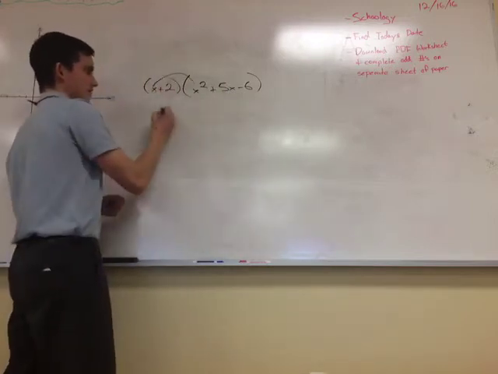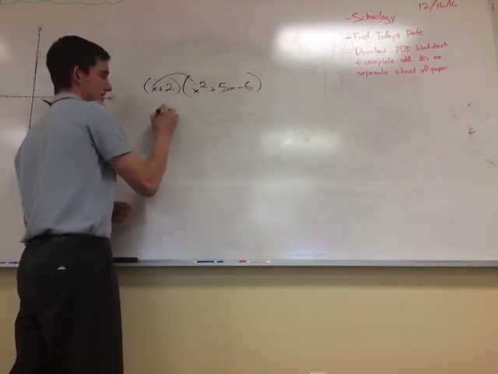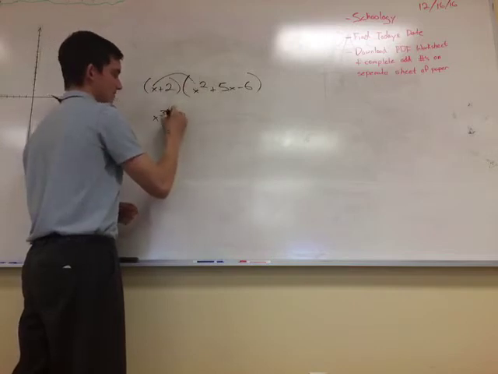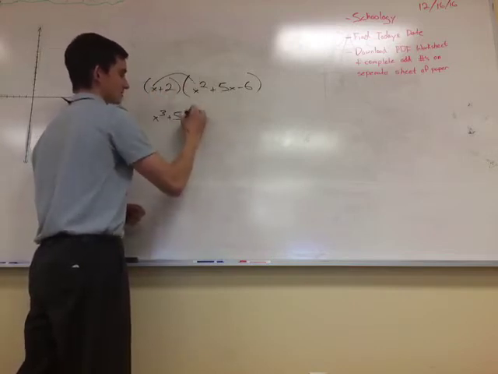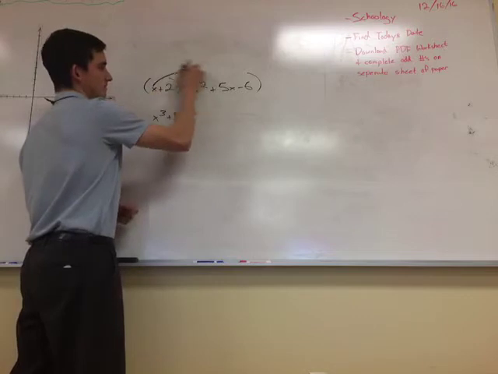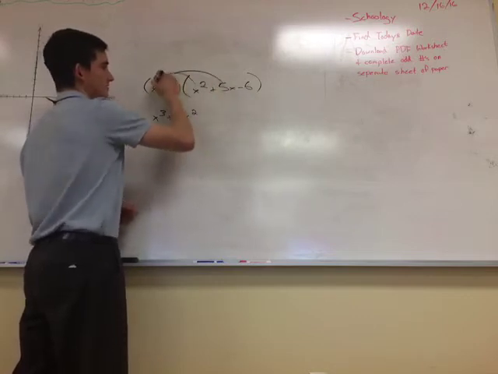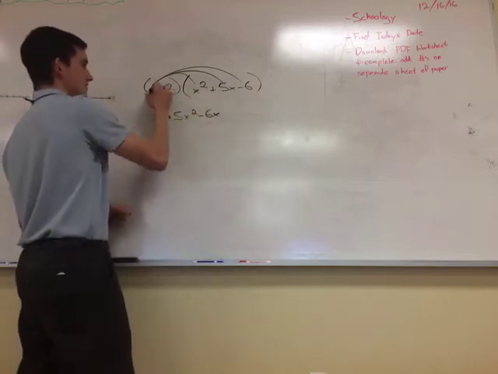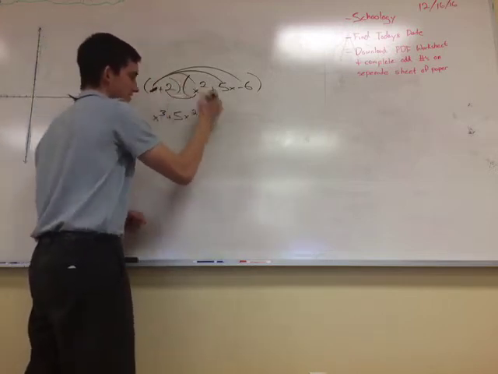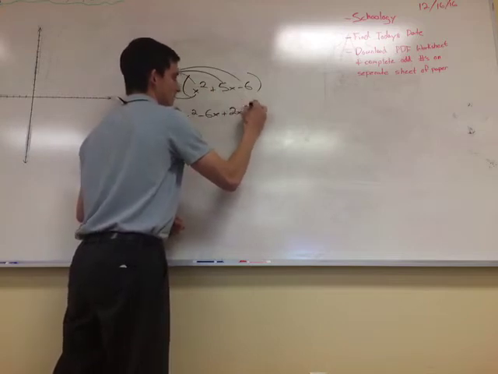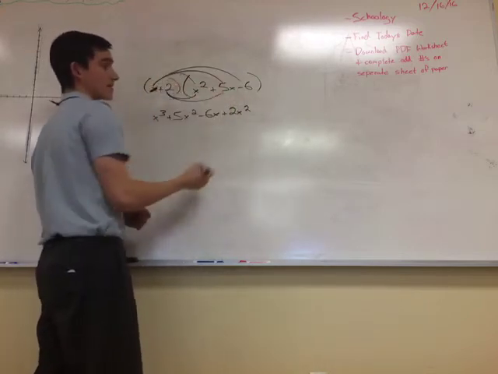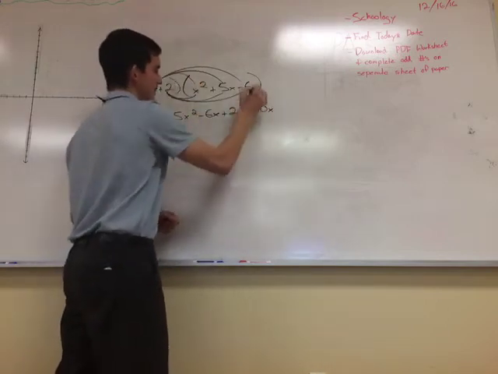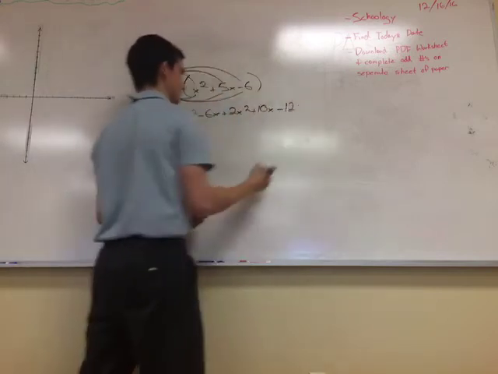Okay, so x times x squared is x cubed. x times 5x, so I have 1 times 5, which is 5x times x is 5x squared. And then x times negative 6 is negative 6x. All right, so I'm done using this. 2 times x squared is 2x squared. 2 times 5x is plus 10x. And then 2 times negative 6 is negative 12.